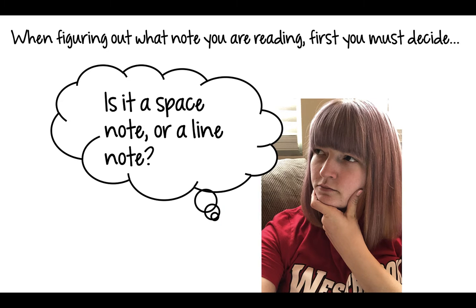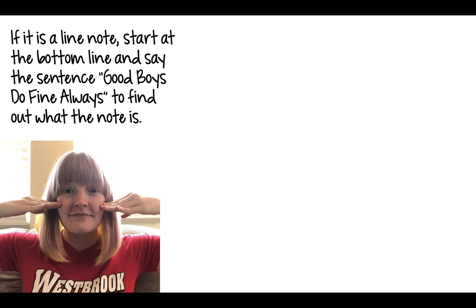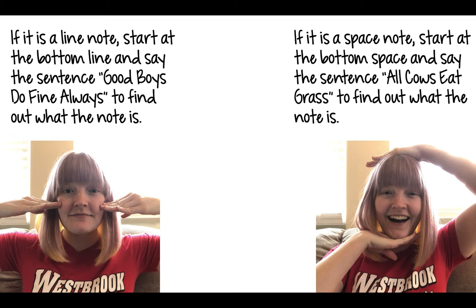When figuring out what note you are reading, first you must decide, is it a space note or a line note? If it is a line note, start at the bottom line and say the sentence, good boys do fine always, to find out what the note is. If it is a space note, start at the bottom space and say the sentence, all cows eat grass, to find out what the note is.